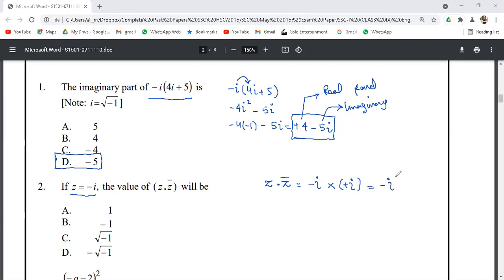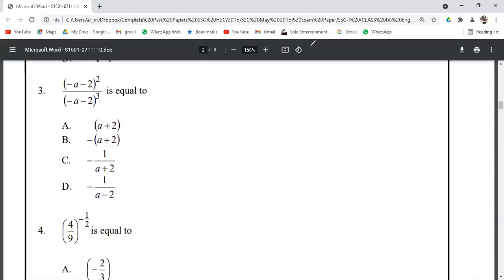So this will become minus iota square, and iota square we know that it is -1. So completely z into z conjugate will be equal to +1. So for question number 2, the correct option we have is option A, that is 1. So let's see question number 3.